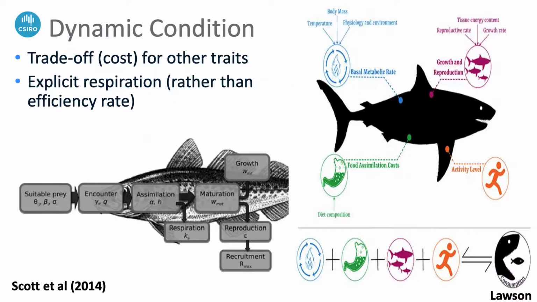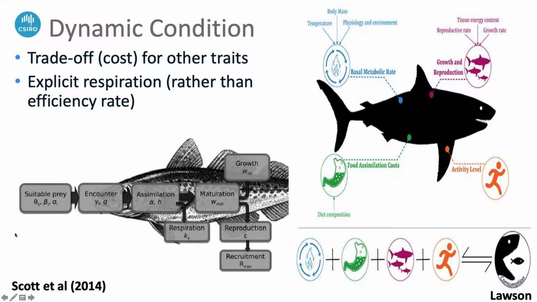The need for the representation of evolution also links back to some other options in Atlantis around having dynamic conditions. So the base example in Atlantis assumes a fixed ratio for healthy fish between the reserve biomass and the structural biomass, and that helps dictate reproduction. But you can turn on explicit respiration, instead of having very low efficiency rates in the model, and have the cost of respiration in there around assimilation, costs of eating, costs of movement, all that kind of stuff.